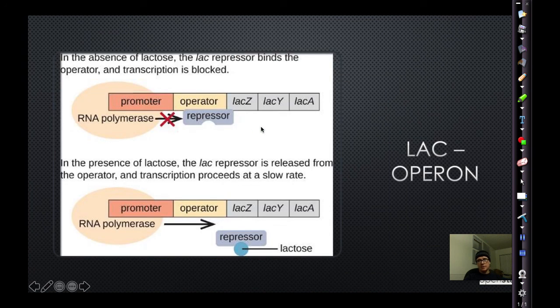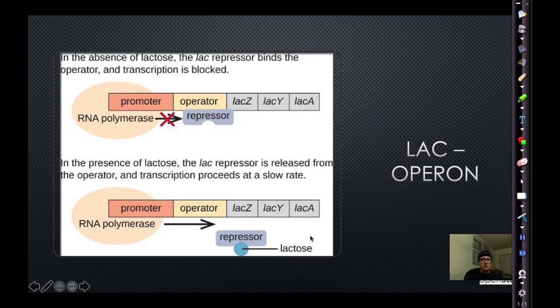Now this is in contrast to the lac operon. In the presence of RNA polymerase and the absence of lactose, the repressor binds to the operator. That blocks RNA polymerase from being able to do transcription on the genes necessary to break down lactose. Lactose is a sugar. So when lactose is present, lactose binds to the repressor, taking it off of the operator. Removing that allows RNA polymerase to then go through and transcribe the genes necessary to break down lactose.